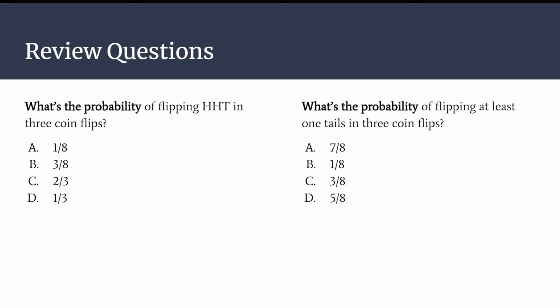This next question isn't that bad. What is the probability of flipping heads, heads, tails in 3 coin flips? I'm going to give you a second to pause. The answer is A, 1/8, the same as every other possible combination of 3 coin flips.